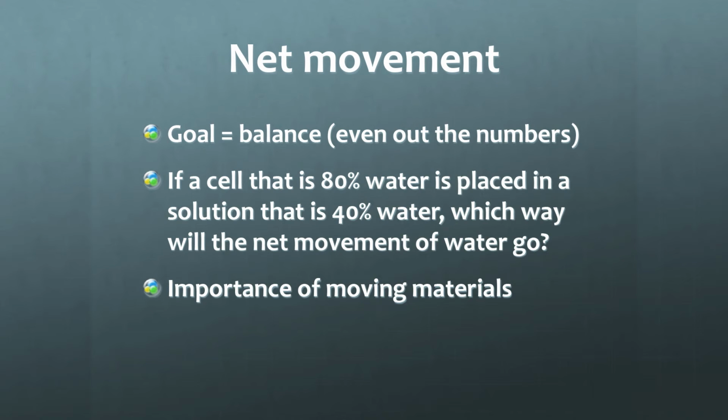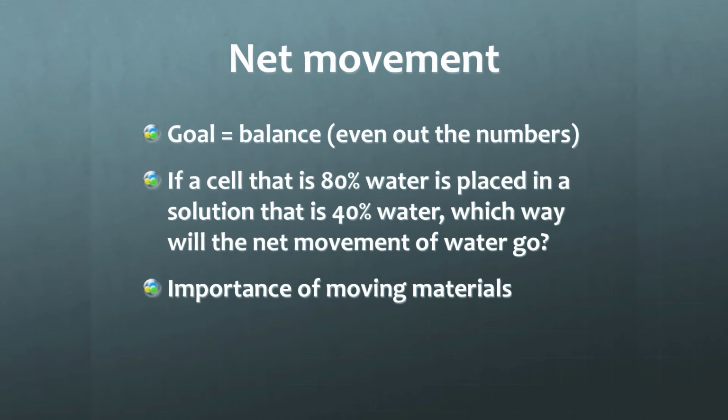So the net movement, or the overall movement, is to even things out. That's the goal. We want to balance however much water or stuff there is on either side. So let's look at a scenario with some numbers. If I had a cell that's 80% water, and I put it in a solution that's 40% water, which way will the net movement of the water go?